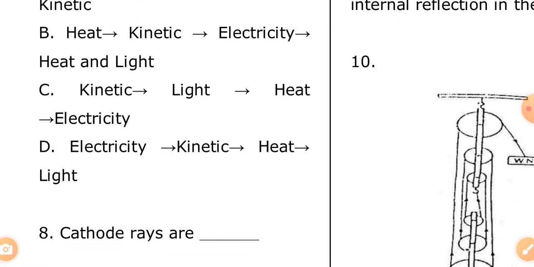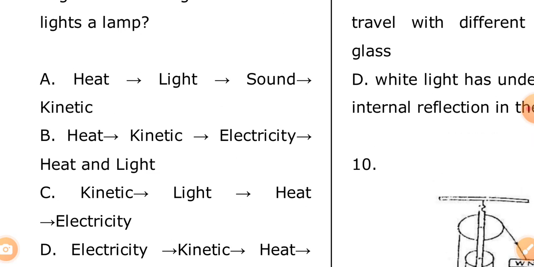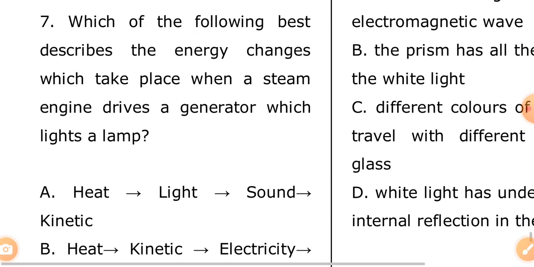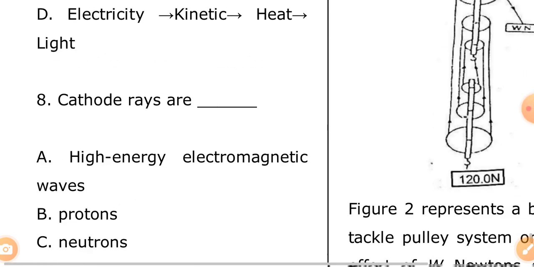D. Electrical energy to kinetic energy to heat energy to light. The answer actually is B. The generator first of all will move from heat energy, then it will transform to kinetic energy, which will now give us electrical energy, and that electrical energy will give us heat and light. Are you following? Do you understand this one?